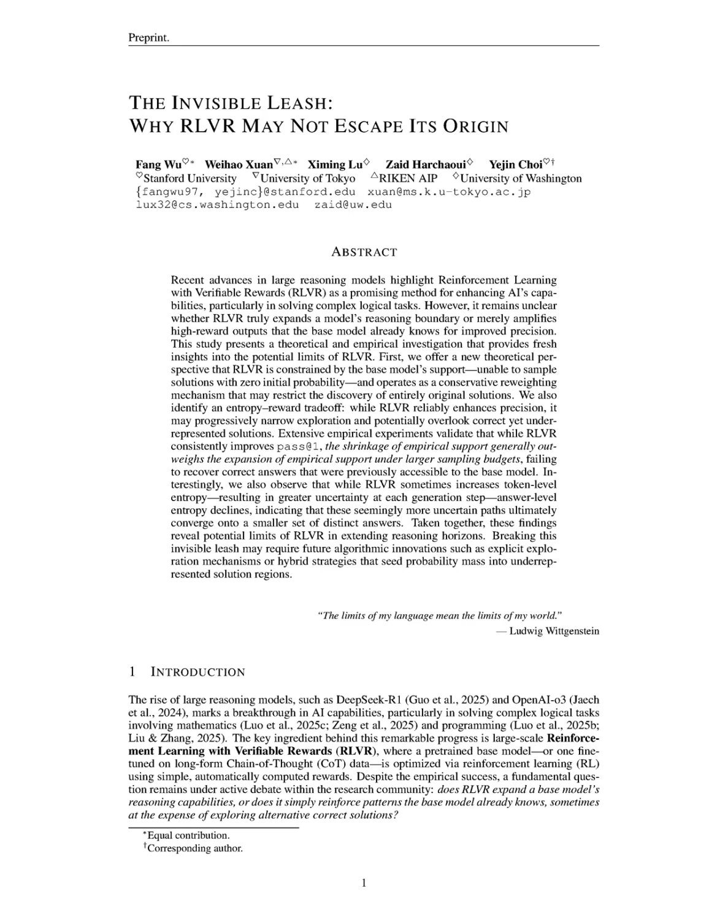The RLVR method aims to enhance the reasoning capabilities of large language models, LLMs, by optimizing them through reinforcement learning with verifiable rewards, specifically targeting the challenge of improving performance on complex logical tasks, including mathematics and programming. It seeks to address existing challenges by fine-tuning a pre-trained base model using reinforcement learning, which utilizes simple, automatically computed rewards to guide the model towards higher accuracy in generating correct solutions.